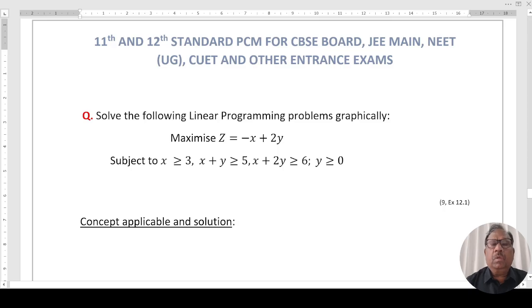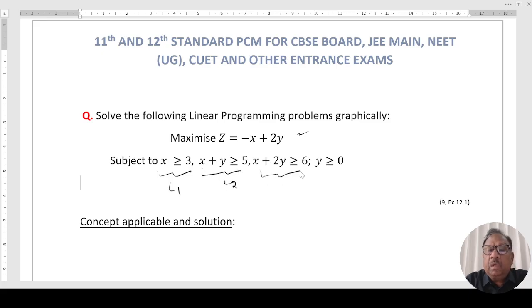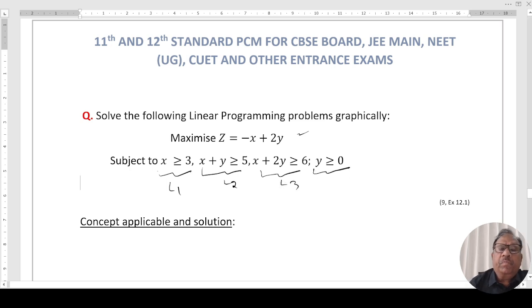Question is, solve the following linear problem graphically. Maximize z equal to minus x plus 2y, subject to x greater than equal to 3, x plus y greater than equal to 5, and x plus 2y greater than equal to 6, and y greater than equal to 0. Right?